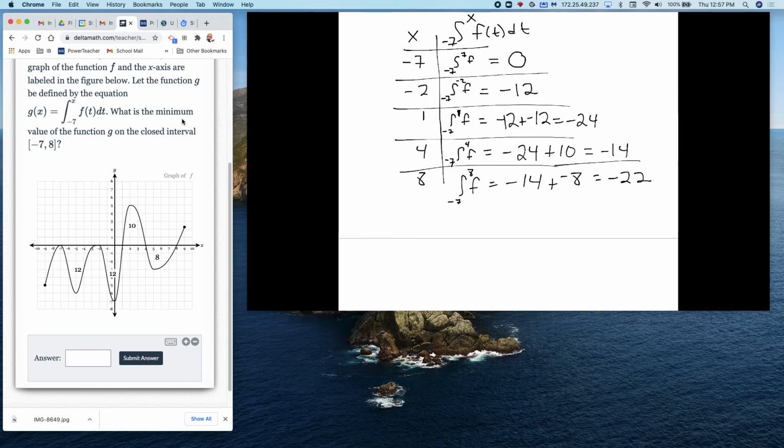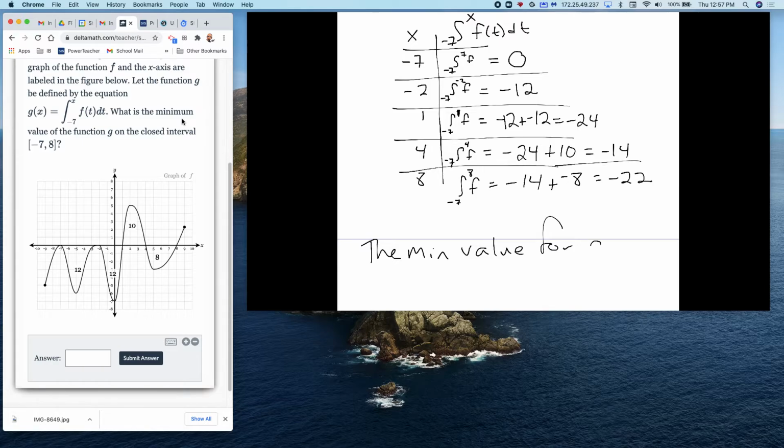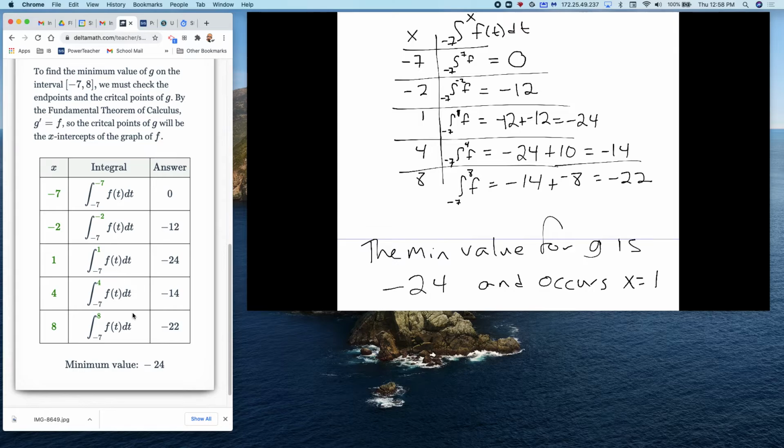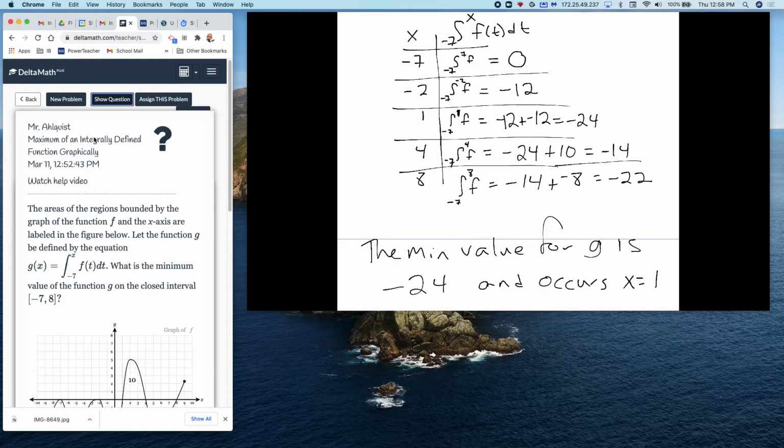Now it says, what is the minimum value? So now we have this chart. The minimum value for G is -24 and occurs when x is equal to -1. So the actual minimum value is -24. It occurs at -1, but the actual answer is -24. And if I show the solution, that's what they're going to tell me, and they do the same kind of thing that I do on there. Okay.